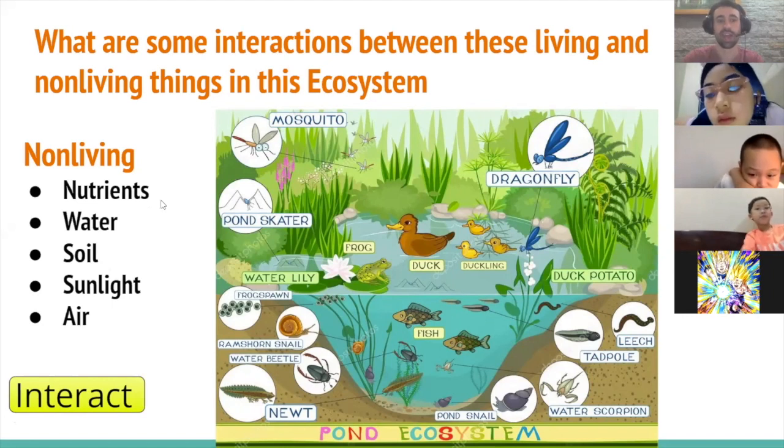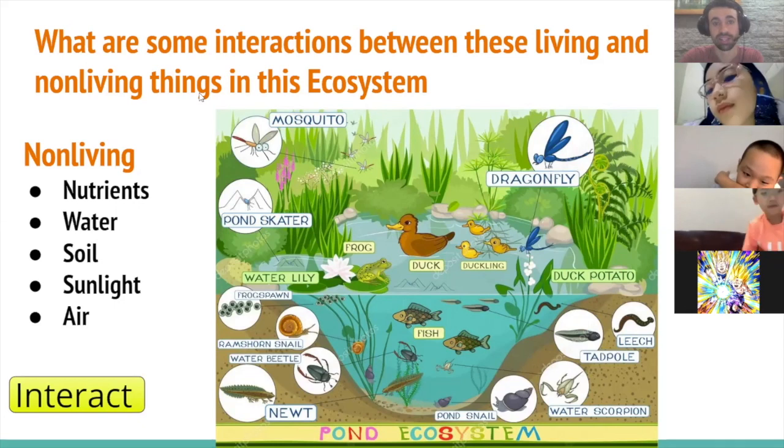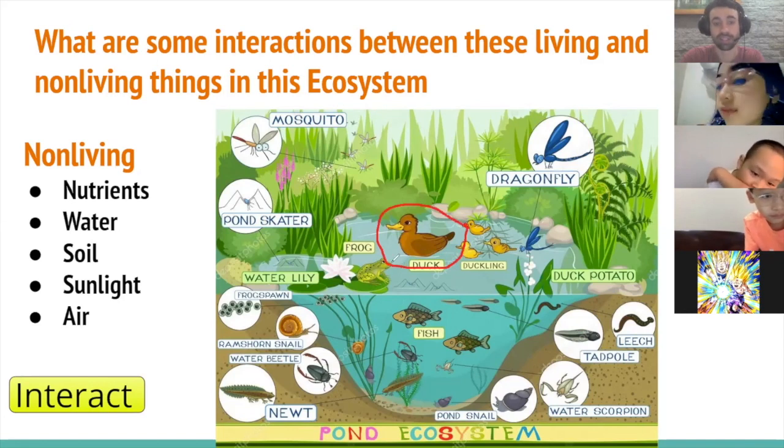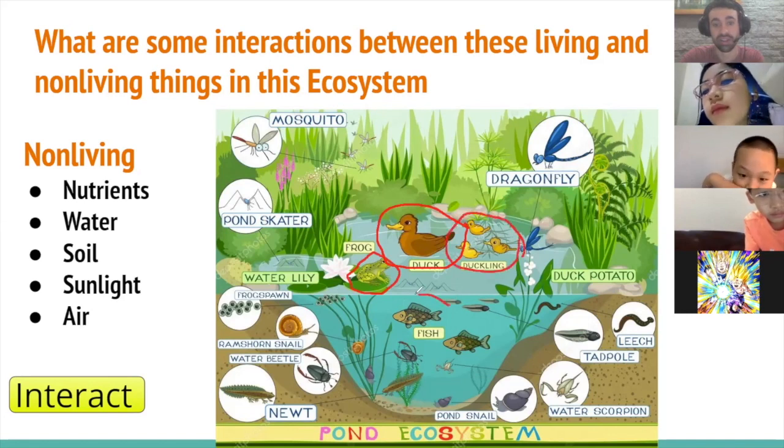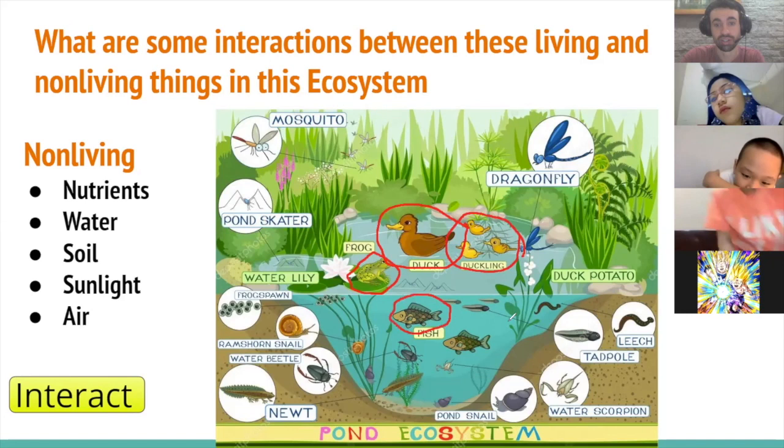Okay. And remember, an ecosystem is how these things interact. Technically, this duck, its environment is this frog. Remember, the environment is what's around it. The ducklings, the fish, the water itself. This is its environment.